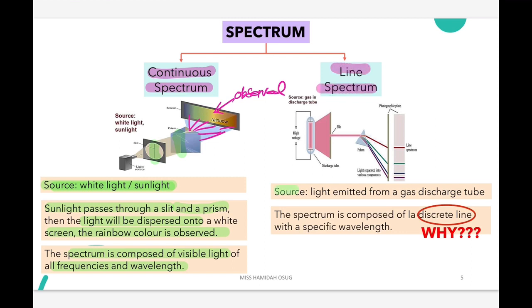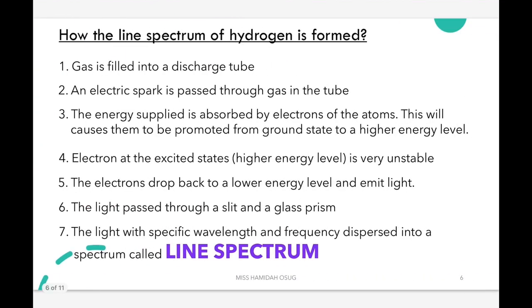Next, the source for line spectrum is usually light emitted from a gas discharge tube. And take note, the spectrum is composed of discrete lines. Discrete line means a specific line with a specific wavelength. The question now is, why does the line spectrum only comprise specific lines? To answer that question, let's take a look at how the line spectrum of hydrogen is formed.